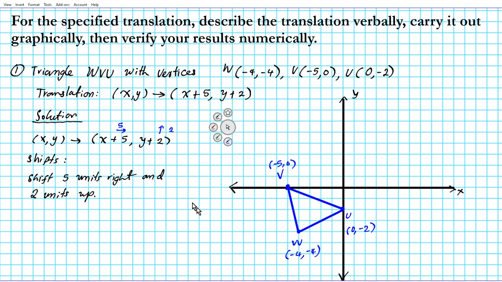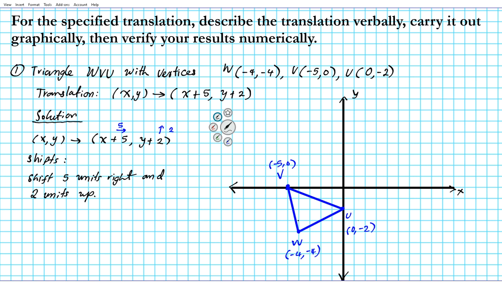Now to carry out the transformation here, we're going to just focus on the vertices. Carry out the shift on the vertices and we should be good to go. So let's start with point W. W, we're going to shift, let's make it black, 5 units up.